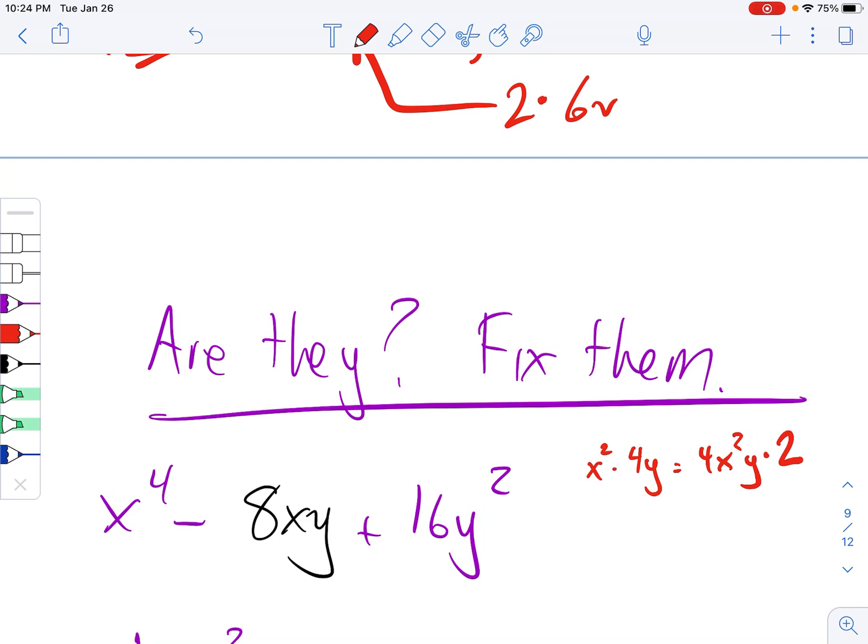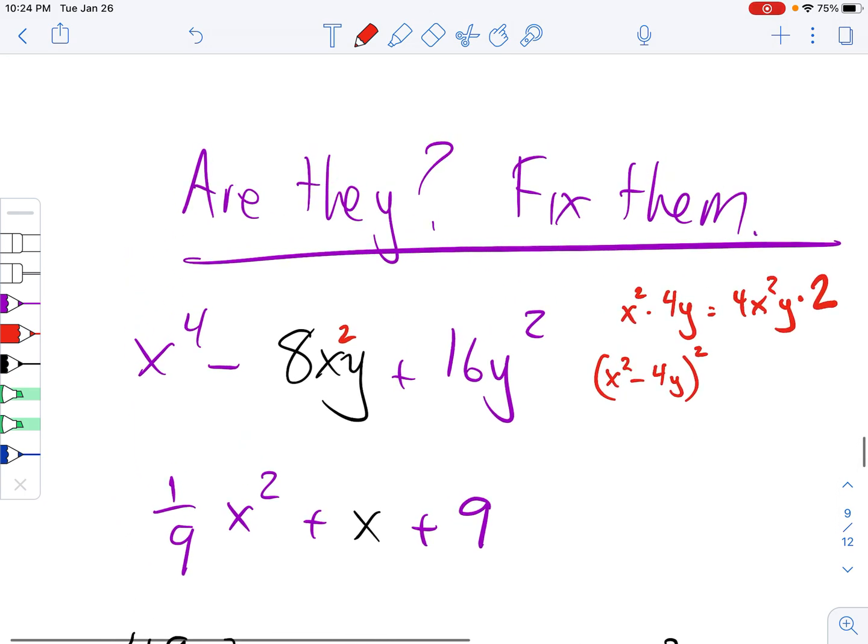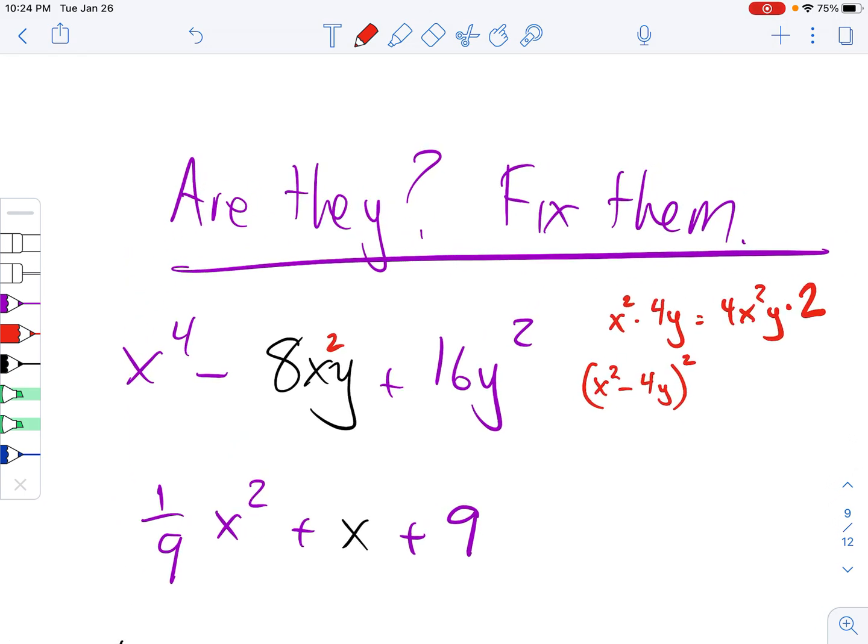Yeah, this is not right. So what do I need? I need to make that squared. This will now factor into x squared minus 4y squared. Is this a perfect square trinomial? Well, 1/3 x and a 3. When I multiply those together, I get x, but I need to double it, so I need a 2x right here. And now this will work.